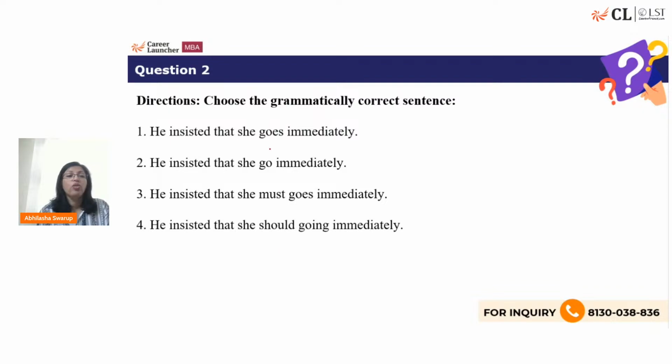Of course, I know, because the word insisted tells me that we are in the subjunctive mood, and therefore this verb has to be the base form. So therefore, he insisted that she go immediately, and that's going to be the correct answer.